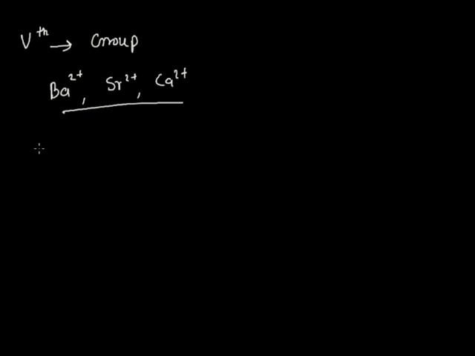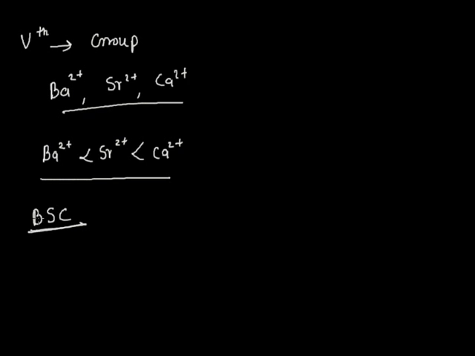Now, in the fifth group radicals, the tests are always performed in the order of barium plus 2 first, then strontium plus 2, then calcium plus 2. Why? Since the fifth group radicals, that is barium, strontium and calcium, are arranged according to their Ksp order. Minimum Ksp for barium plus 2, after that the Ksp value for Sr plus 2, and the highest Ksp value for Ca plus 2. So in the fifth group radicals, the tests are performed in the BSC order. First we investigate barium plus 2, after that strontium plus 2, and lastly calcium plus 2.